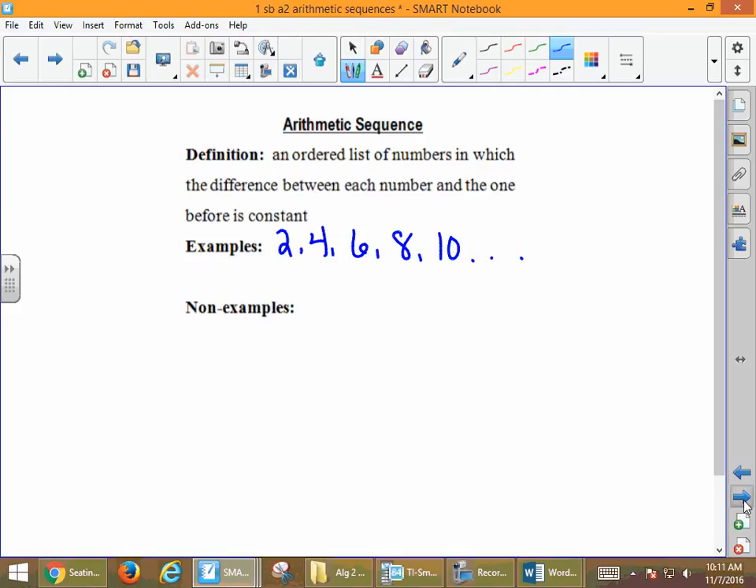And they don't have to be all positive numbers. We could have something like negative 21, negative 18, negative 15, negative 12. And the difference between negative 21 and negative 18 is 3, between negative 18 and negative 15 is 3, and between negative 15 and negative 12 is 3.